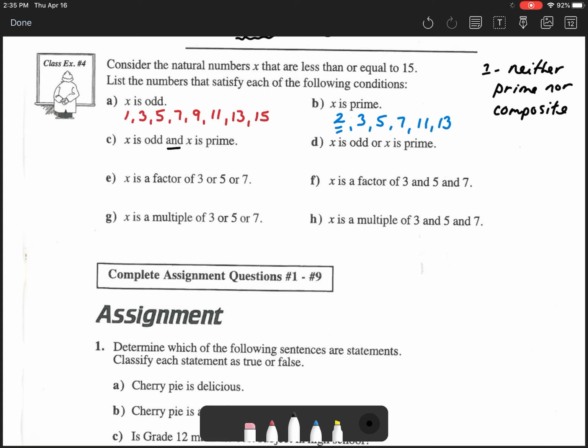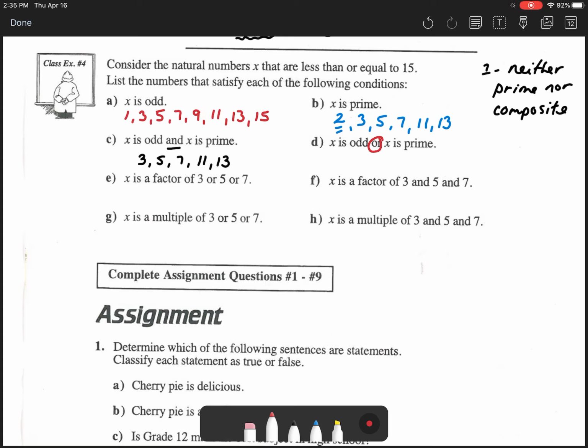All right, C, x is odd and x is prime. So when we use the word and, it has to be both. So you basically cross-reference your 2 lists that you just were talking about there. So that's 3, 5, 7, 11, and 13. Okay. All right, x is odd or x is prime.